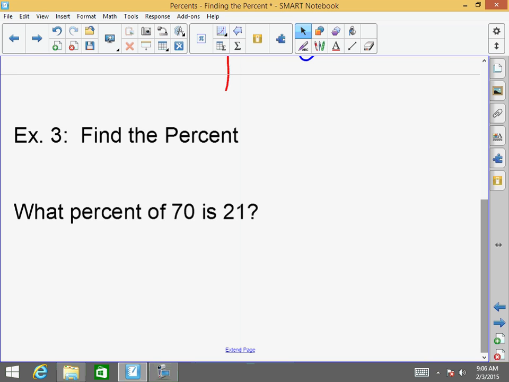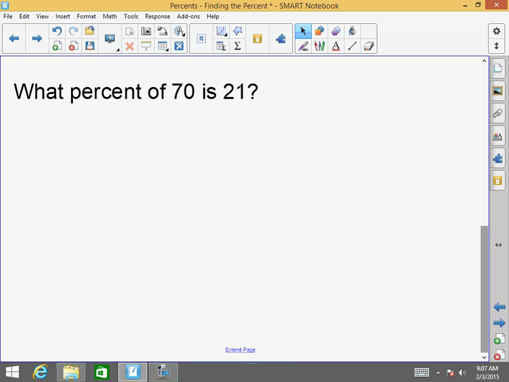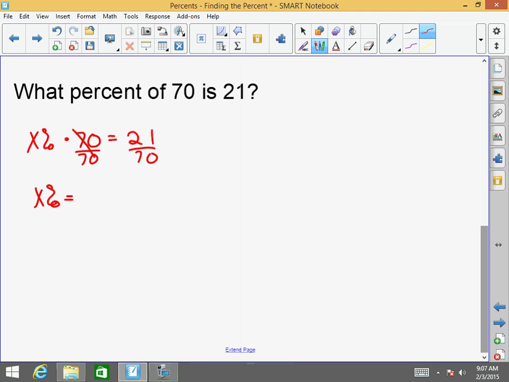Find the percent. What percent of 70 is 21? Again, let's do it both ways. Equation method. X percent of 70 is 21. Divide by 70 to both sides. X percent equals 70 into 21. 70 cannot go into 21. So I add a decimal, bring it up, add a 0. 70 goes into 210 though, 3 times.